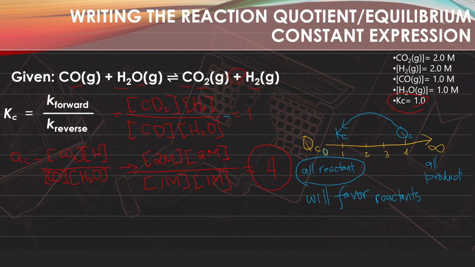So, ibig sabihin, mas maraming product kaysa sa reactant. So, in order to achieve equilibrium, the products will reverse its reaction papunta sa reactant. So, this reaction will favor the reactants.